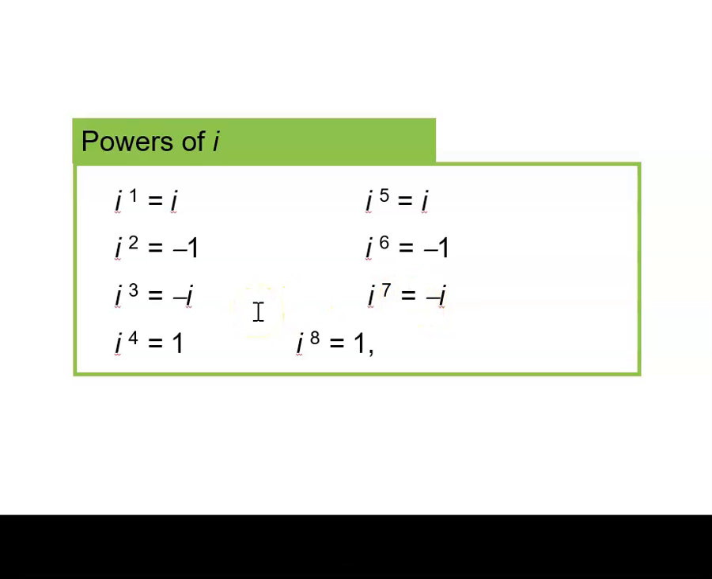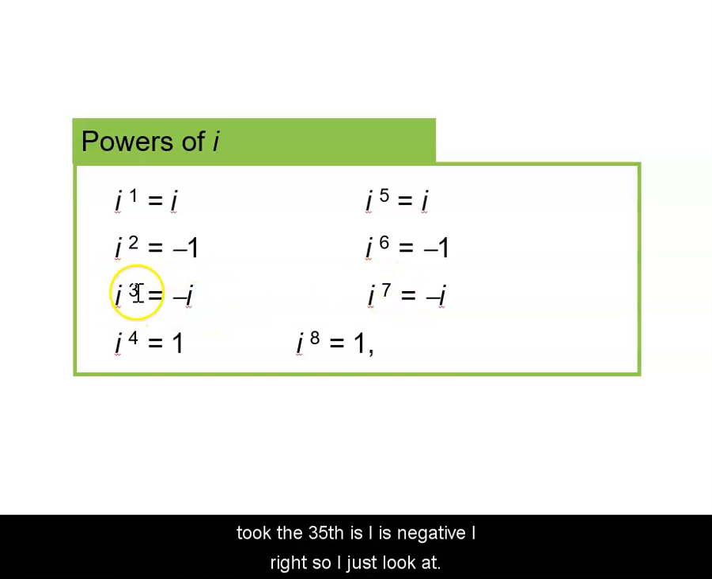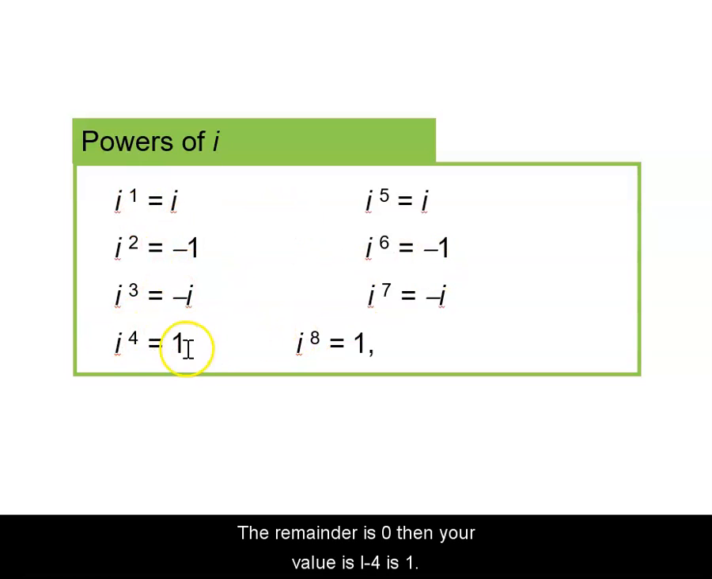If I want i to the 35th power, I take 35 and I divide it by 4. That's 32, okay? The remainder there is 3. So 35 divided by 4 has a remainder of 3. So i to the 35th is negative i, right? So I just divide by 4, and I'm using the remainder to choose which value I need. Okay. If the remainder is 0, then your value is i to the fourth, which is 1.